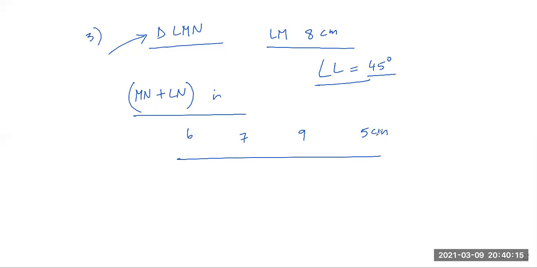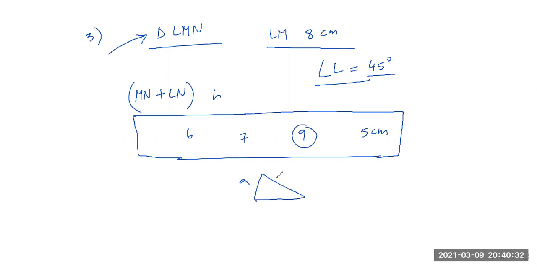Okay. Yes. Mansimrat, can you answer this question? Yes, Harmandeep Singh? Sir, 9. Answer is 9 because in a triangle we have a property: sum of two sides A and B would always be greater than third side. A plus B should always be greater than C. So MN plus LN, if it is 6, it is less than 8, 7 less than 8, 5 less than 8. 9 is the right answer.